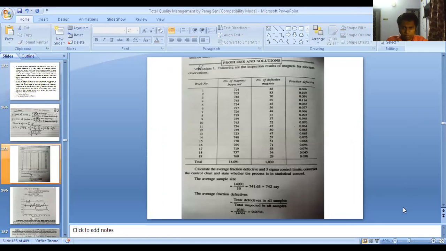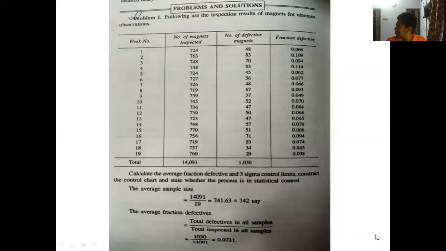So have a look at this example. I think the idea will be clear with the example. Notice that here, following are the inspection results of magnets for 19 observations.